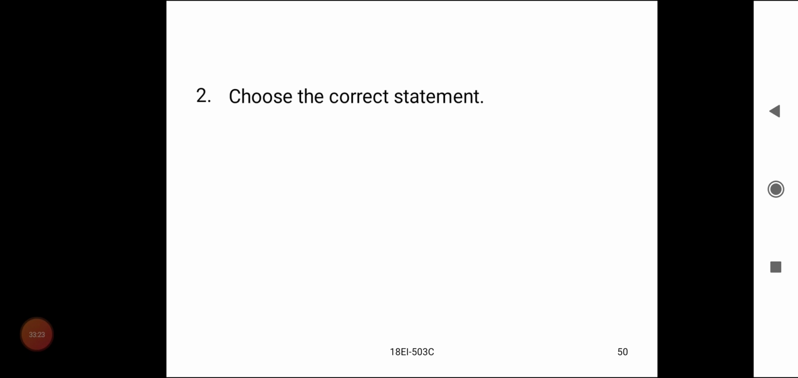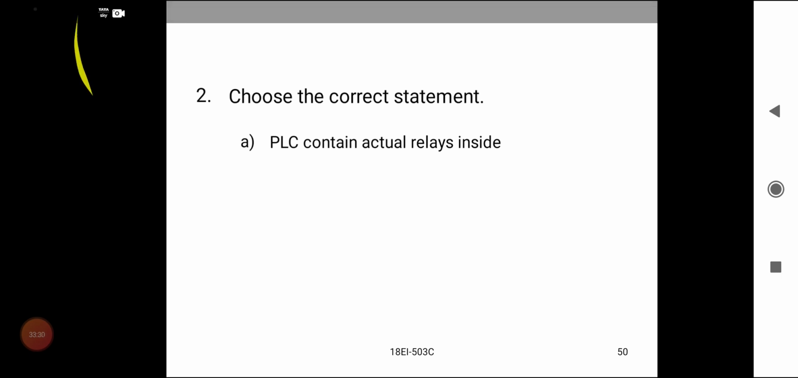Question 2. Choose a correct statement. A. PLC contains actual relays inside.